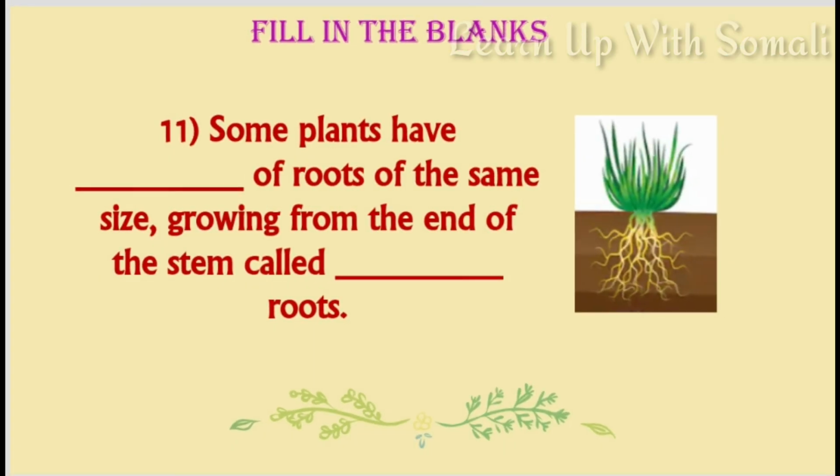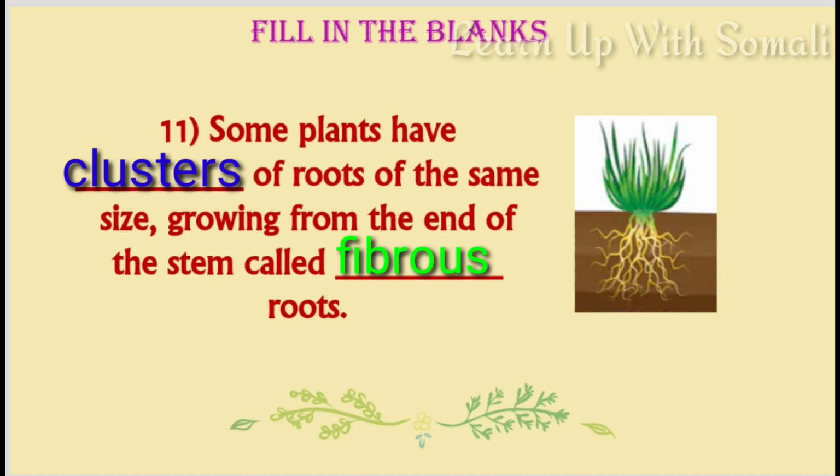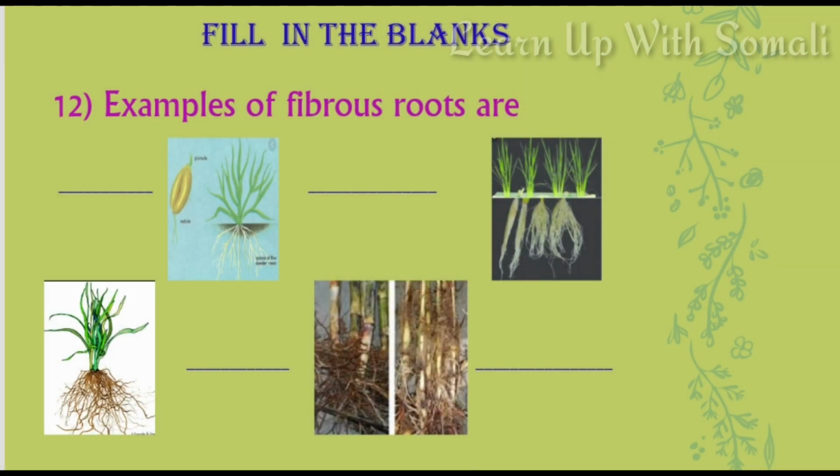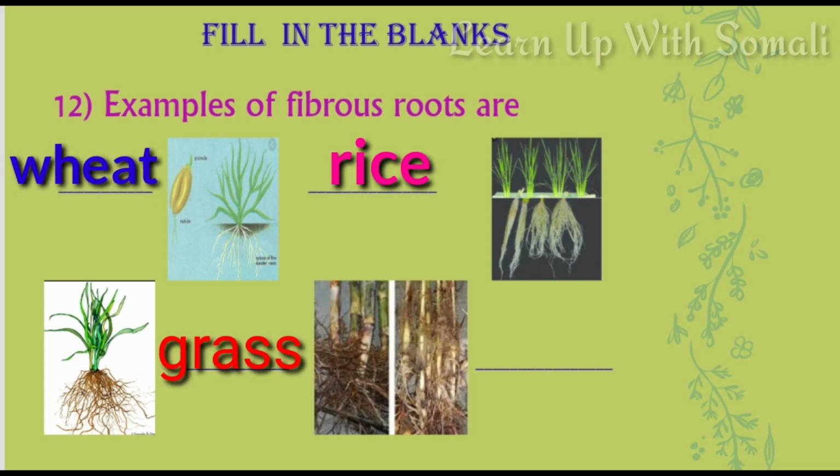Number 11, some plants have clusters of roots of the same size growing from the end of the stem, called fibrous roots. Kids, as you can see in the picture, there is a picture of fibrous roots where a number of roots have come out from the end of the stem. Number 12, examples of fibrous roots are wheat, rice, grass and sugarcane. All these have fibrous roots.